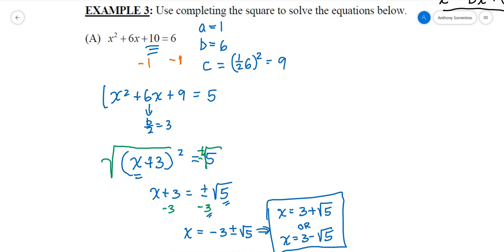One way, of course, is to take these two solutions, plug them in for x, and then see if you get the left-hand side of the original equation to equal 6. And if that's the case, well, then you're good. But anyway, right now, that's how we do this first one. Let's try to do one that's a little bit more complicated. Let's look at B.